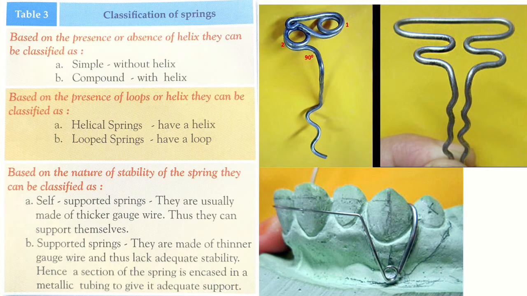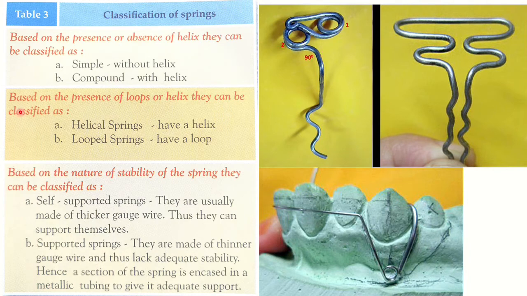There are three basic classifications of spring. The first one is based on the presence or absence of helix. They can be classified as simple, which is without helix, and compound, which is with helix. So, for example, this is a type of compound spring where there is a presence of helix or coil.